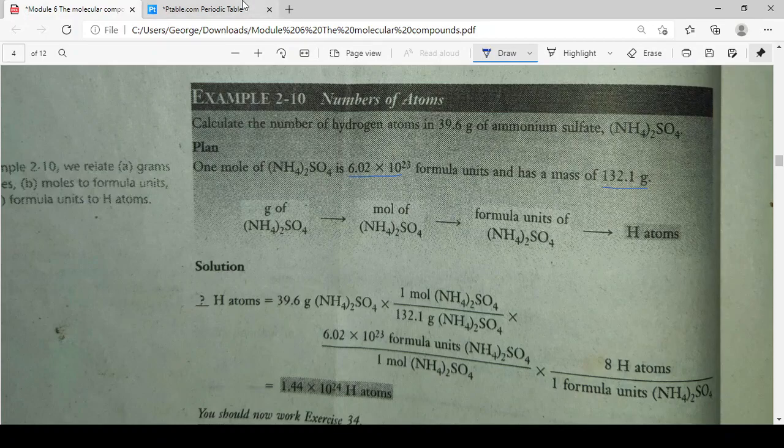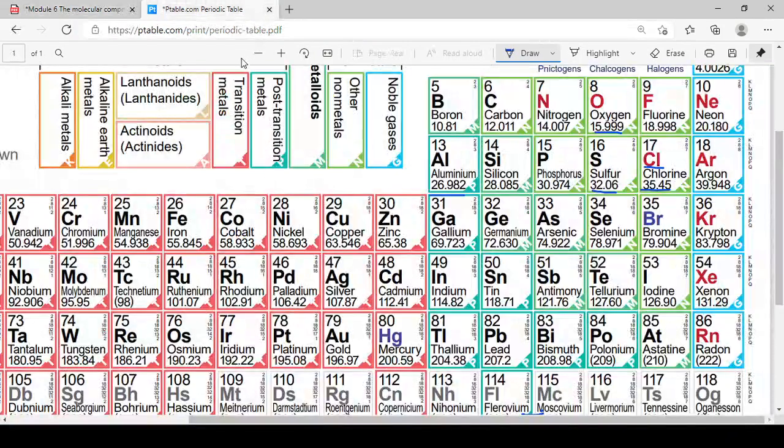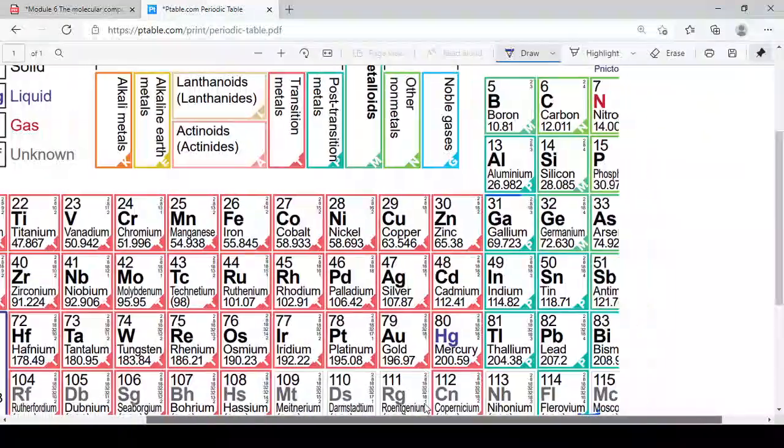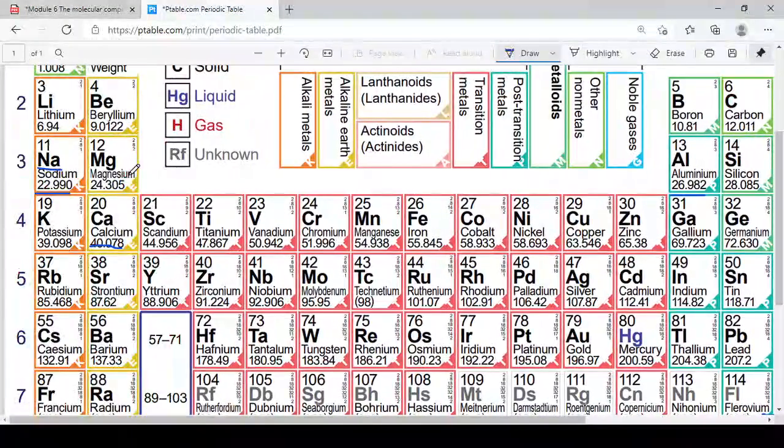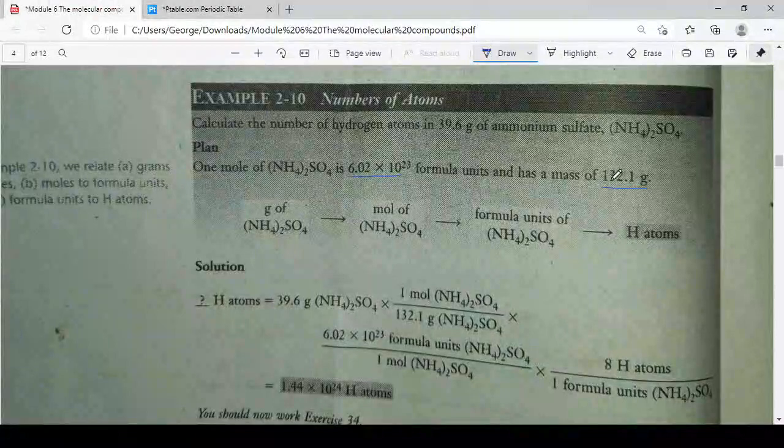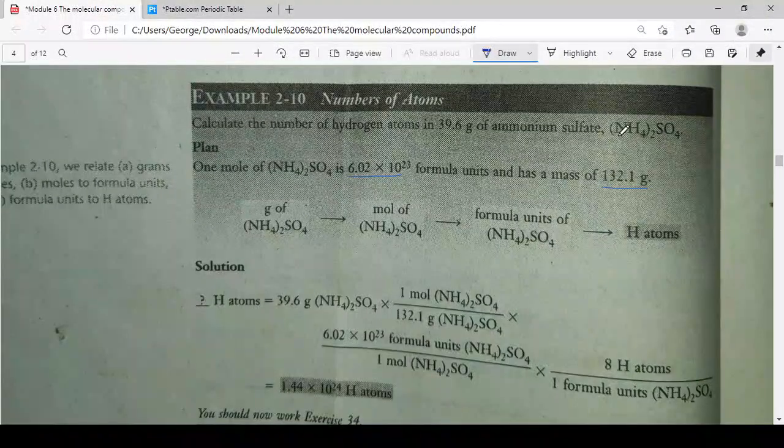Again, kids, I have taught you how to get your formula units and your formula weight. You just need to get your AMUs from your periodic table such as this. For your NH4, you have your nitrogen, four hydrogen, and then you have your SO4. So if you total your AMUs, it will be equivalent to 132.1 grams.